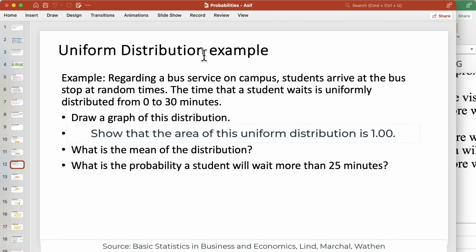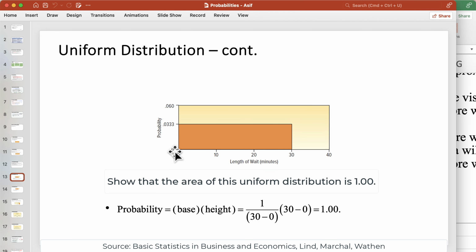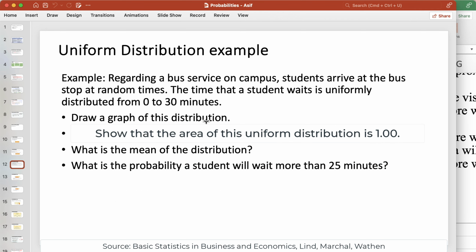Here is an example of a uniform distribution probability. Regarding a bus service on campus, students arrive at the bus stop at random times. The time that a student waits is uniformly distributed from 0 to 30 minutes. We have been given a range. Draw a graph of this distribution from 0 to 30, that's the base, and the height, that's the inverse of this base. So if this is 30, height will be 1 over 30, or in other words 0.033. And when we multiply that, 30 multiplied by 1 over 30, that gives us 1. So that gives us the answer to the first two questions.